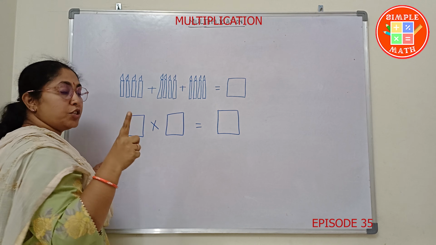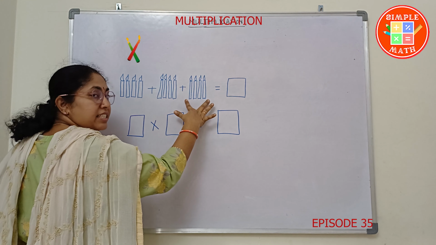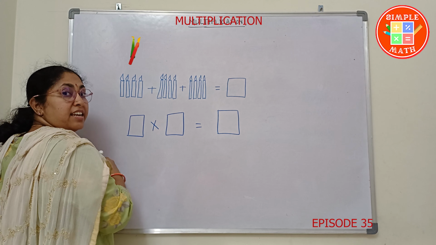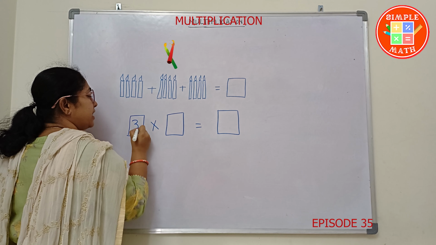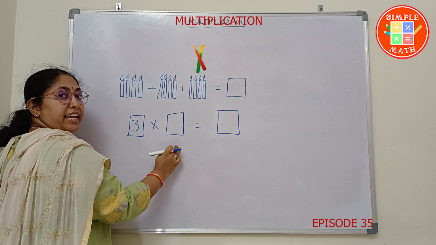We'll write that in the first box. So 1 set, 2 sets, 3 sets. How many sets are there? 3 sets. So write 3 in the first box, and the number of candles in the second box.